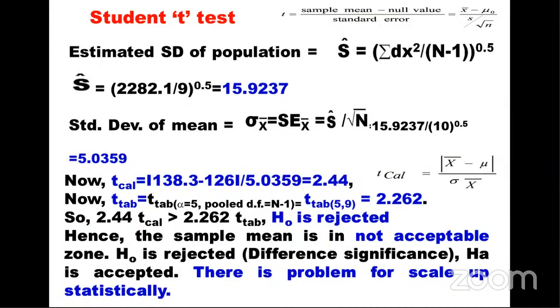Then looking into the table, we get the T table value 2.262. Now here 2.262 is less than 2.44. So TCal is greater than TTAB, which means there is a significant difference. So H0 is not accepted, it is rejected. Hence, there is a problem in scale-up devices at the manufacturing level. So from TCal and TTAB, we calculated everything.